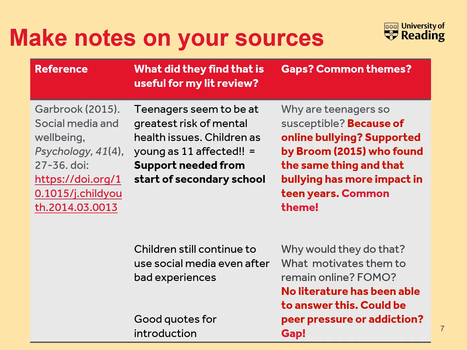Now let's look at what she's doing in the last column. So she's taking each of those findings and questioning them. So for her first finding, she's questioning why is it that teenagers are so susceptible? And this has led her to another research paper by Broom, who found out something similar. So she's unearthed a common theme there. She's also asked questions about the second finding of the paper. Why would children choose to remain online after bad experiences? So after going off and looking for more papers and searching for the literature, she's actually not been able to find an answer to that. So she's come across a gap in the literature there.